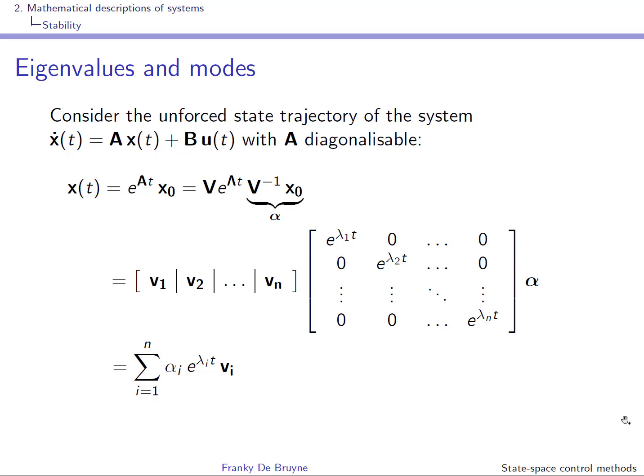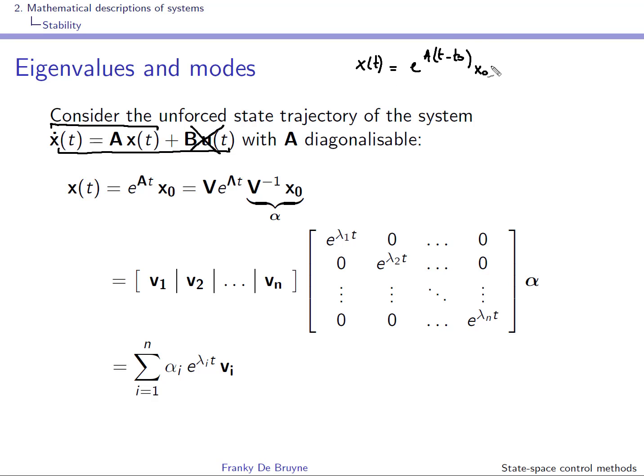So in this slide we make the link between the eigenvalues and the modes of the system. This is the state equation, and what we'll consider here is the unforced state trajectory. This is the same as taking a control that is 0, and we only consider the homogeneous equation. And we had seen that the solution of this homogeneous equation was e exponential of A (t minus t0) x0.